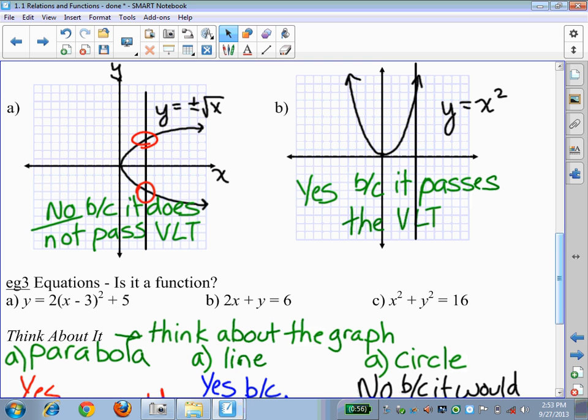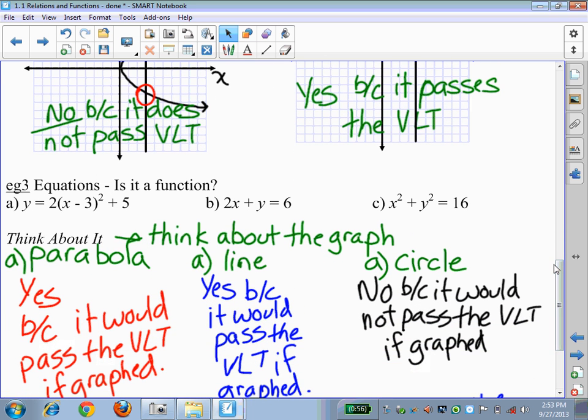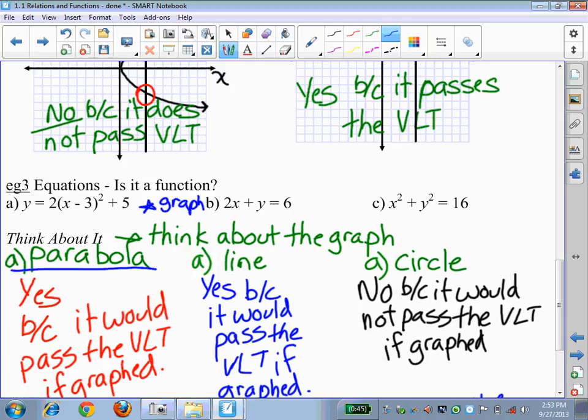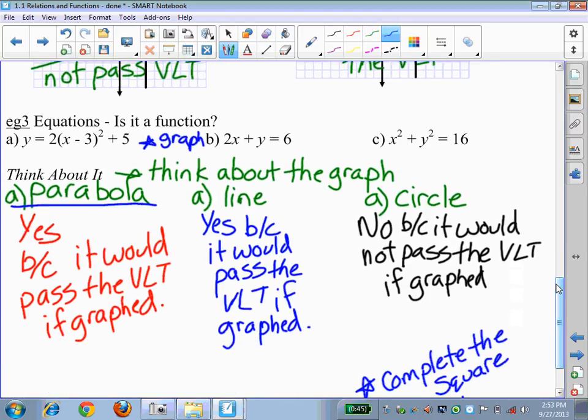All right. Now, equations. How do we tell if equations are functions? This is probably the hardest one. And how can we tell it's a function? We take a look at what the graph looks like. So envision what the graph looks like. First example, hopefully you recognize that that is a quadratic and it's in vertex form. So basically you realize, hey, that's a parabola. And what do we know about parabolas? Yes, they are functions because they will pass the VLT when graphed.